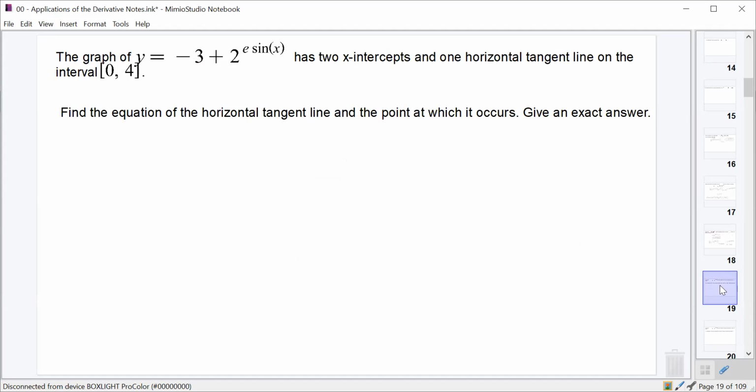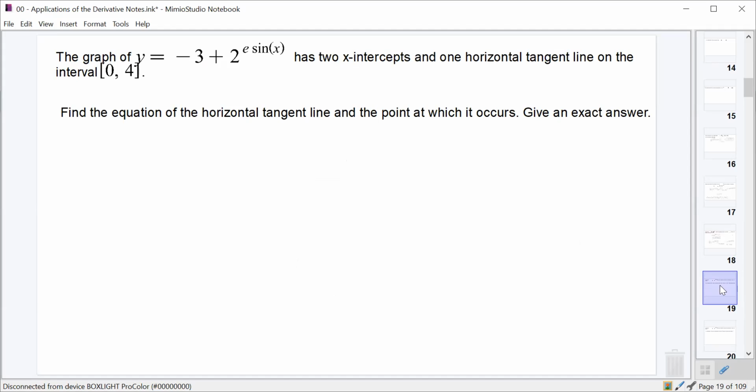All right, we're going to have a somewhat similar problem here, dealing with a fairly similar function. This function, y equals -3 plus 2 to the power of e sine x, has 2 x-intercepts and 1 horizontal tangent line on the interval 0 to 4. We're looking for the equation of the horizontal tangent line and the point at which it occurs. And it asks us in this case to give an exact answer.